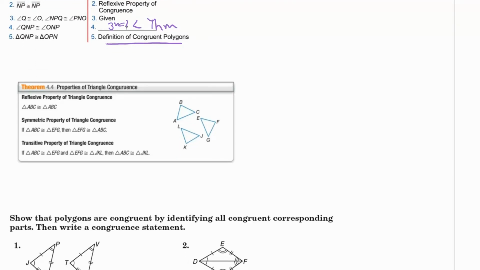The last little bit of information in the presentation says the properties of triangle congruence, which means that all the properties we had before, reflexive, symmetric, and transitive, work for triangles also. The remaining problems are problems for you to practice. The solutions are online in the handout notes, so you can look at those solutions, but they are problems for you to practice for an upcoming quiz or test.